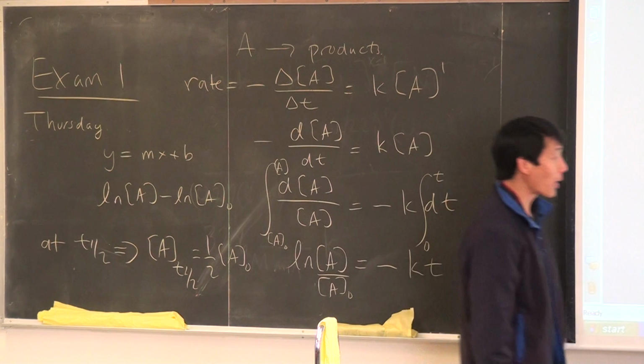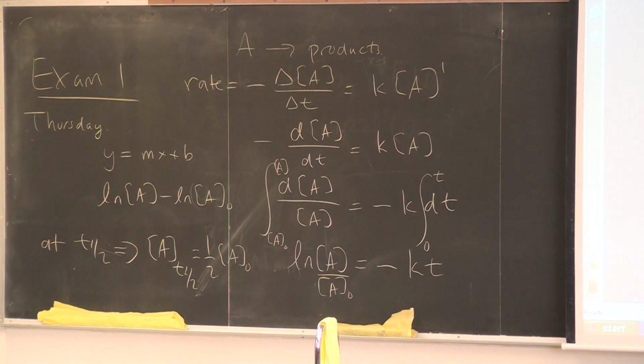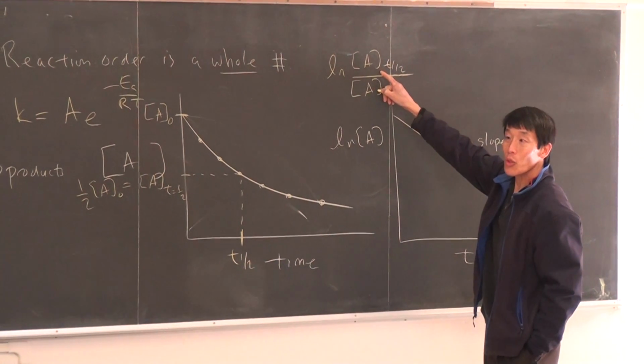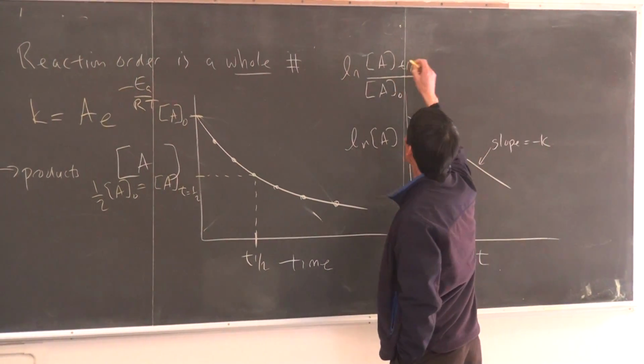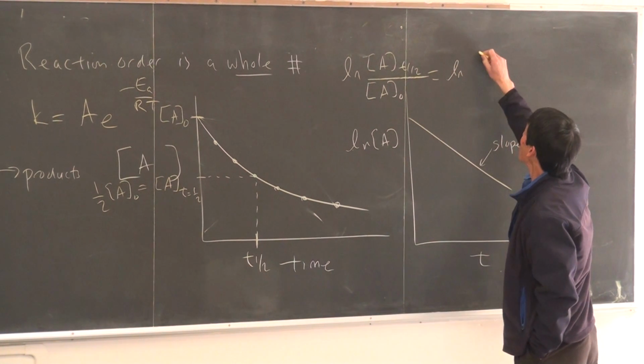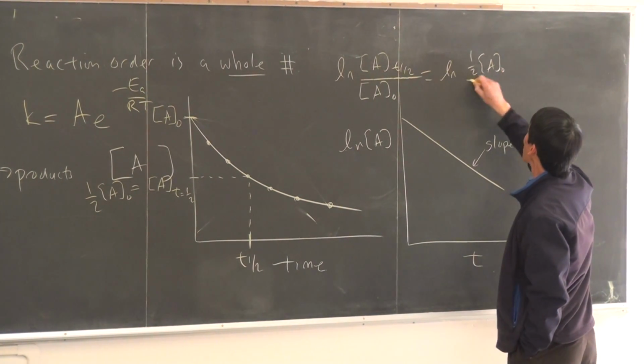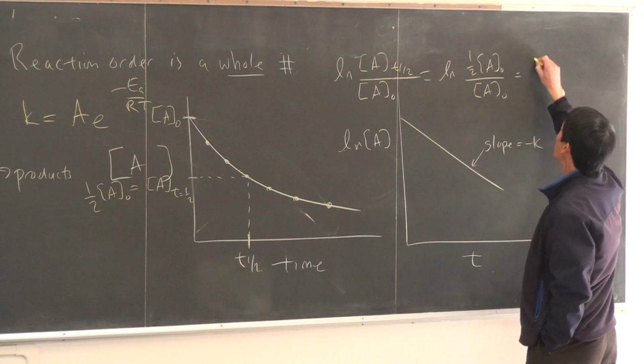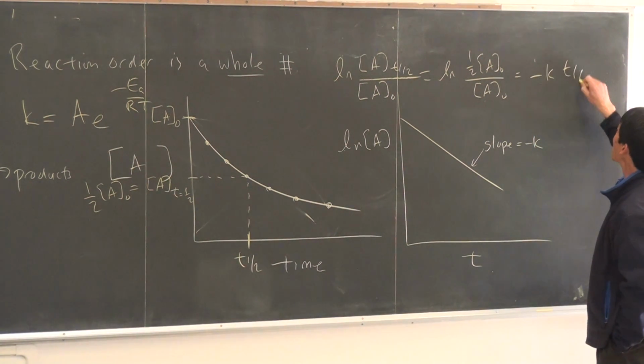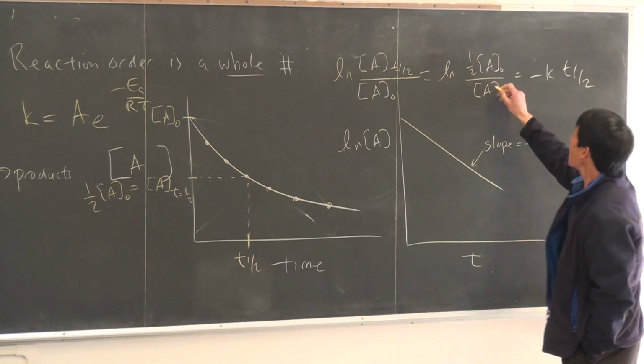Okay, so I'll write it over here. We have the natural log of A, this is our half-life, and we have A naught. Look what we substitute in here: A naught over 2, 1 half A naught. So the natural log of 1 half A naught over A naught is equal to minus K times T1 half. Note that the A naughts cancel out.